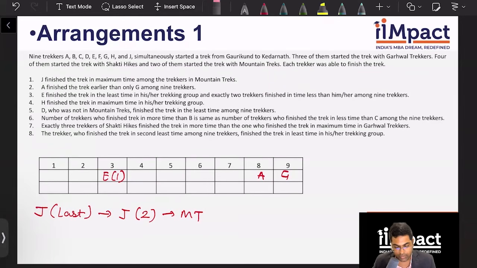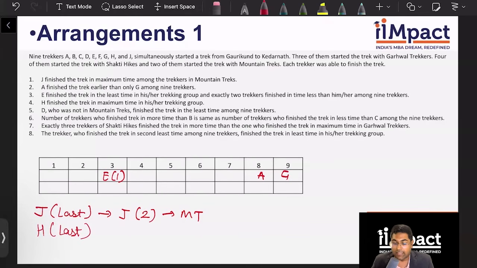H finished the trek in maximum time in his trekking group. Okay. So H was, I can say, last in his group. I don't know what the group was. Yes. So guys, understand this. J is last in one group, H is last in one group, and G is last overall. So G has to be last in his or her group as well.